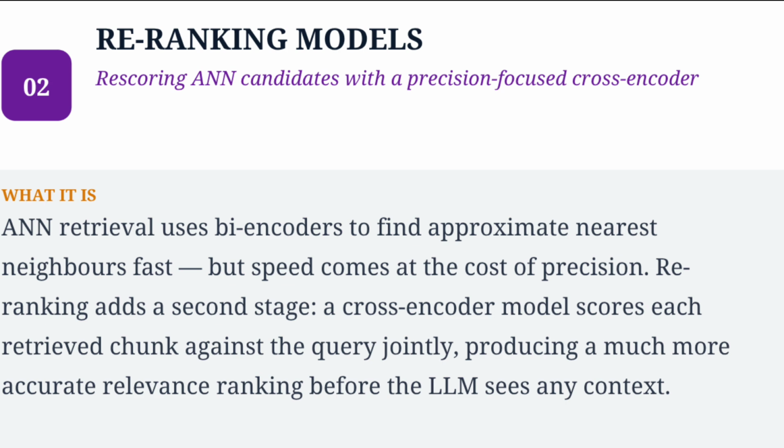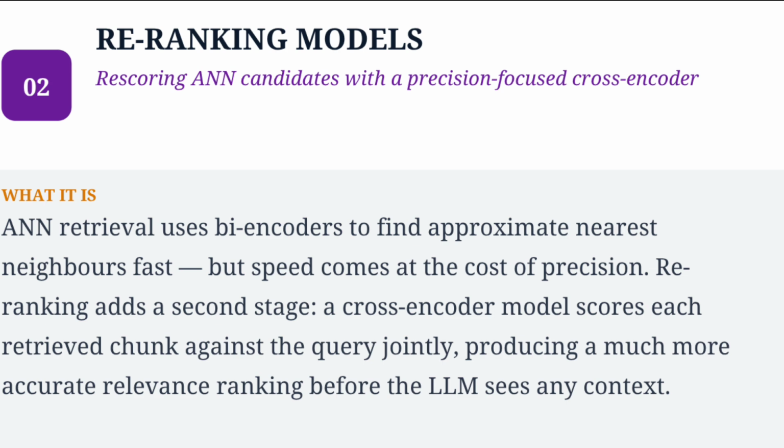The problem with ANN, or approximate nearest neighbor search, is that it trades a little accuracy for a lot of speed. It finds approximate nearest neighbors, which means the ranking of the 50 results isn't as precise as it could be.